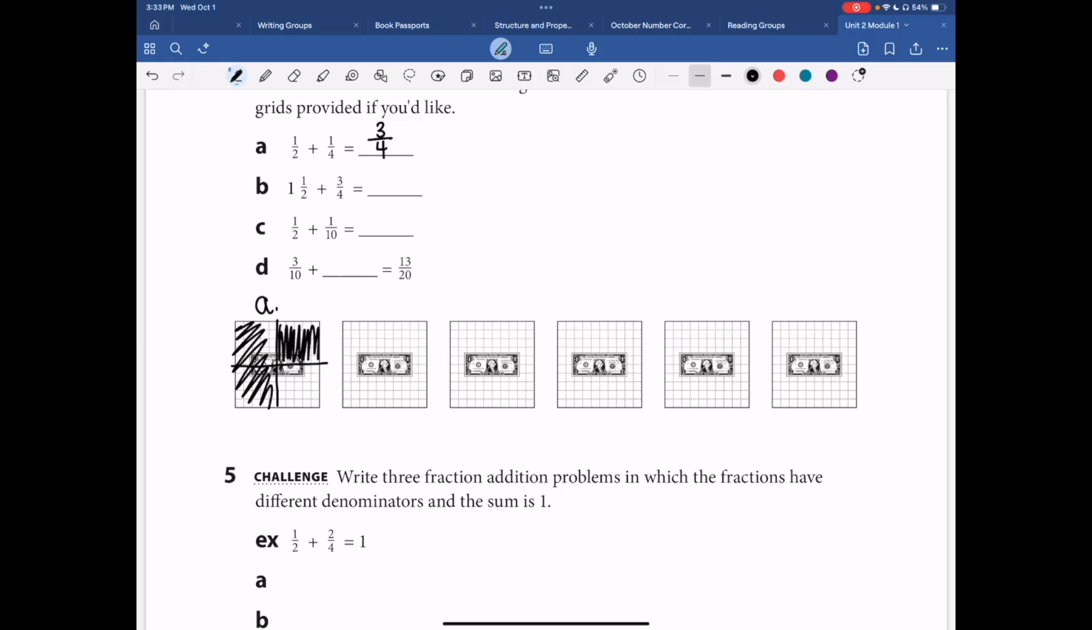All right, be careful on D because we have a blank here in the middle of an equation. 3/10 plus blank gets us 13/20. You might want to draw this and maybe see how you can, or what would be added to 3/10 to get that amount.